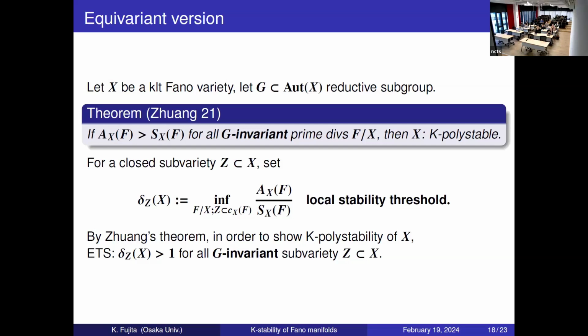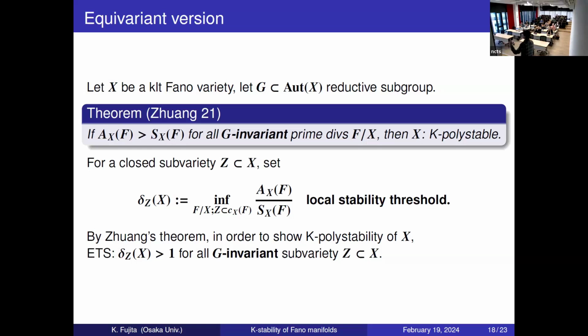One trivial application is if X is a rational homogeneous space, then there is no G-invariant closed proper subvariety. So it is trivially K-polystable. But the problem remaining is how to estimate the local stability threshold.